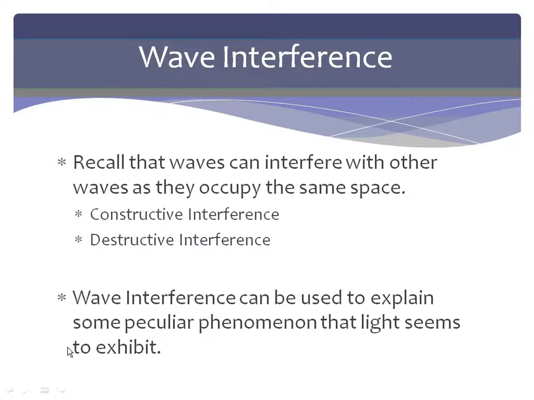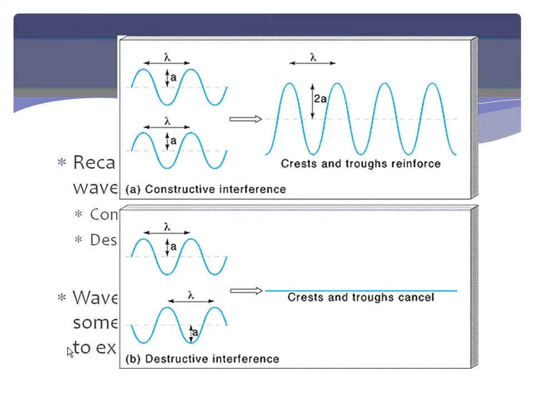Just to recap, this diffraction that we see in some instances really does boil down to a type of interference pattern, as you'll see here in a little bit. So let's just recap interference. You can have constructive interference or you can have destructive interference. And this is what we're talking about here.